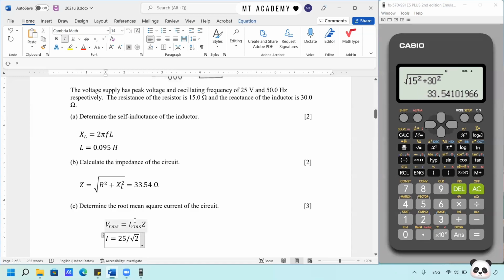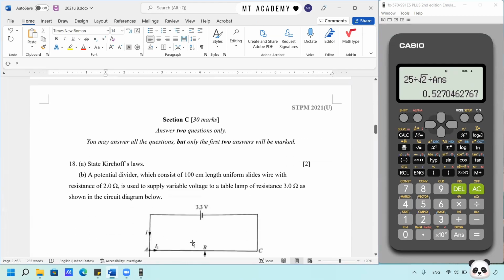And to obtain the current, we need to use the voltage divided by the impedance. So impedance is equal to 33.54 ohm. So 25 volts divided by √2 is the root mean square of the voltage, and then divide by the impedance, and you obtain the current as 0.53 ampere. So that's all for section B. We move on to section C.